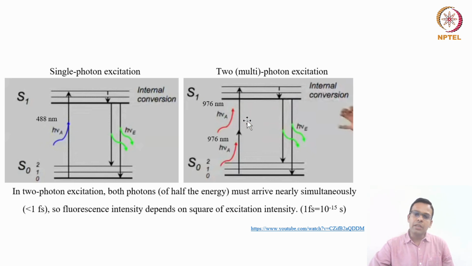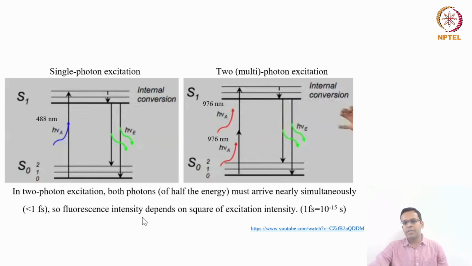You will use two photons so that when the two photons illuminate the same point in the sample, at that time they can provide enough energy to excite the electrons from the ground state to the higher orbit, and those electrons will come back to the ground state by emitting light of a higher wavelength. This is known as the two photon excitation. In two photon excitation, both photons of half the energy must arrive nearly simultaneously, within less than 1 femtosecond time.